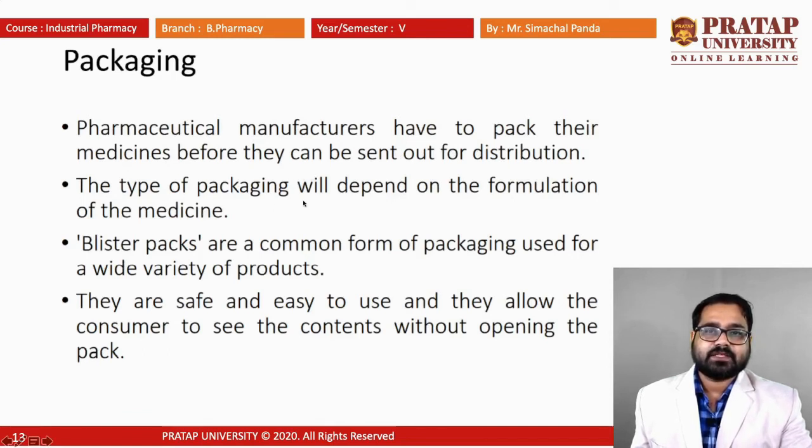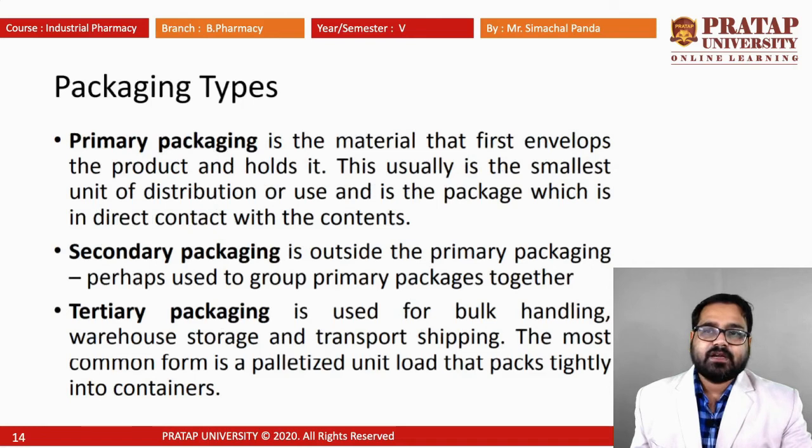The type of packaging will depend on the formulation of the medicine. That may be a blister pack, a common form of packaging used for a wide variety of products. They are safe and easy to use, and they allow the consumer to see the content without opening the pack. There are different types of packaging, that may be primary packaging, secondary packaging, or tertiary packaging.